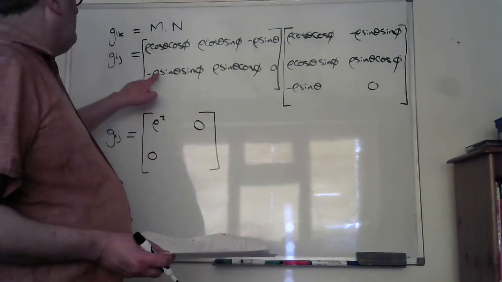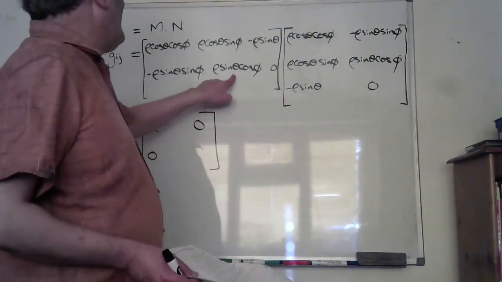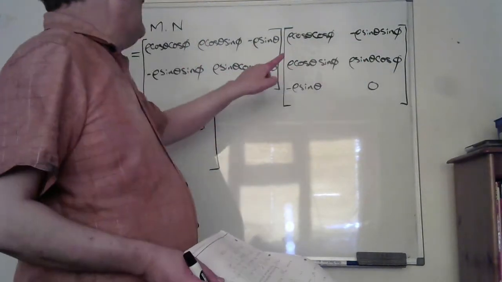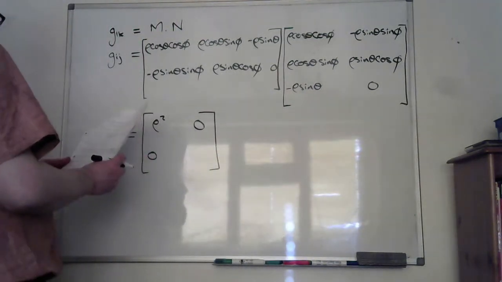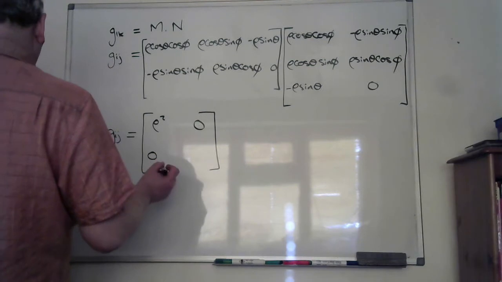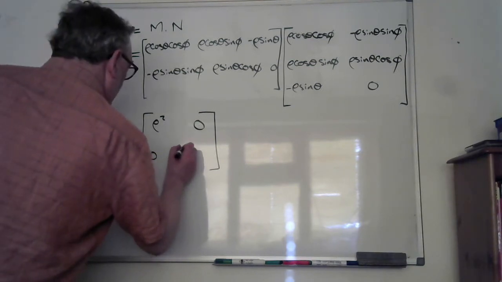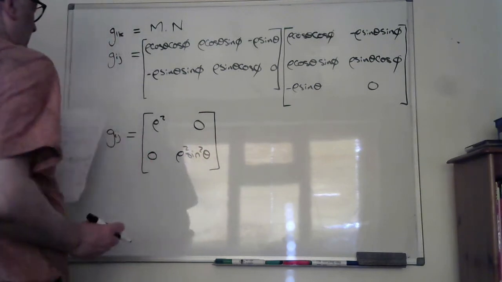And then if you multiply that entry by that entry by that, and that entry by that, you find that you have rho squared sine squared theta. Right.